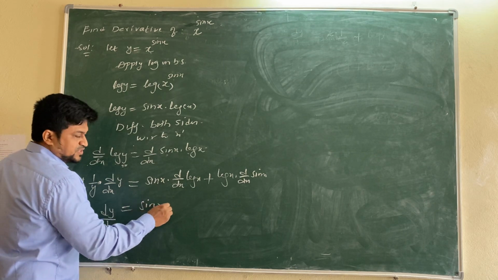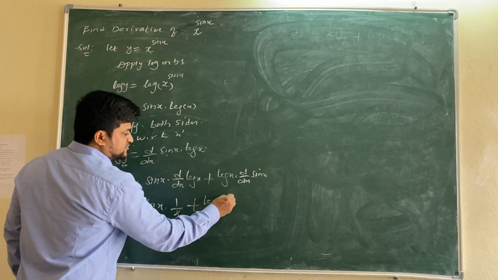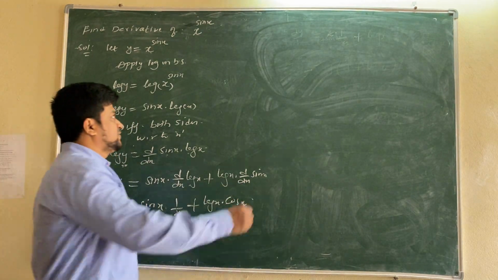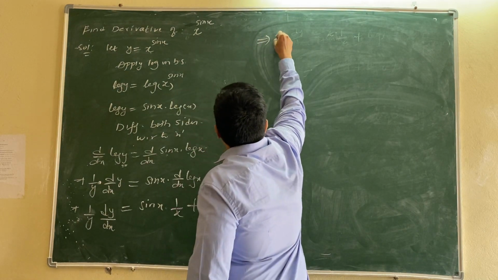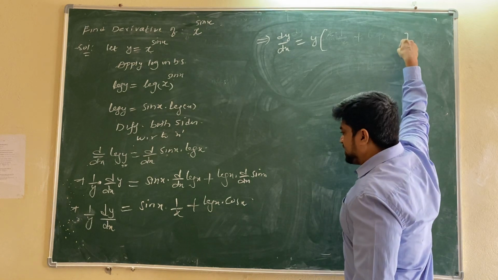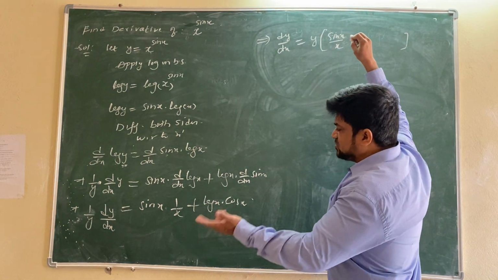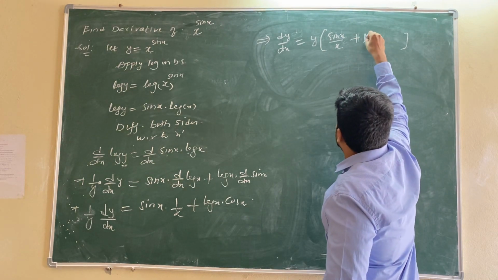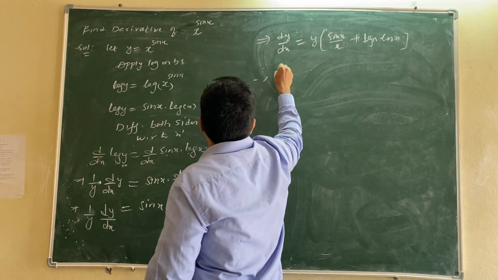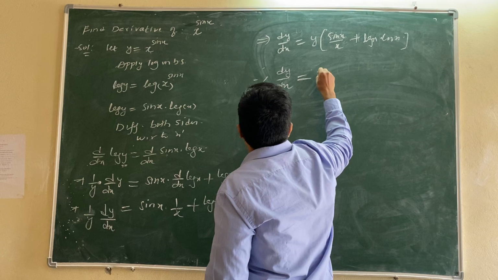Sin x into derivative of log x, which is 1 by x, plus log x into derivative of sin x, which is cos x. Now we cross multiply this y to the right side. dy by dx equals y into the whole thing under a bracket: sin x into 1 by x, or sin x by x, plus log x cos x. At the end, replace the value of y, whatever we have treated.